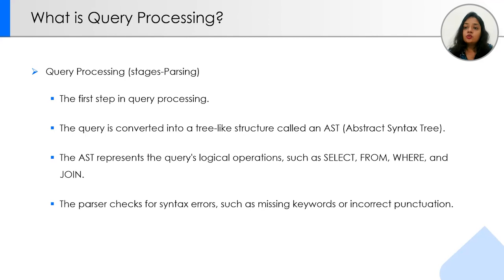So the very first one is parsing. Parsing is the building block or the first step of query processing. Here, as we already discussed, it is basically a step in which you are converting the query into a tree-like structure. This is called AST or abstract syntax tree, where you have the syntax SELECT, FROM, etc. Again, we are going to discuss this in detail in the upcoming session.